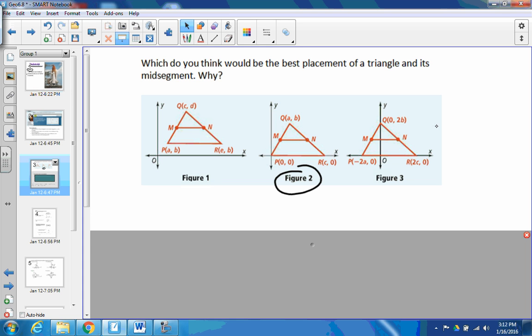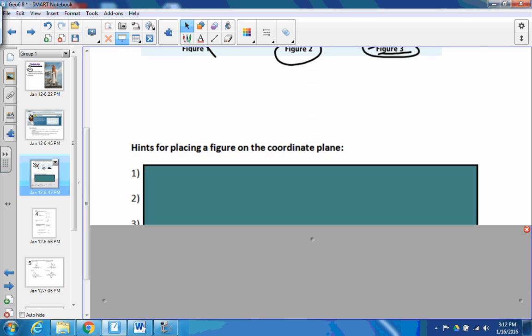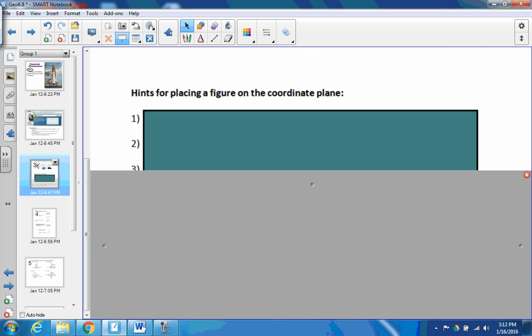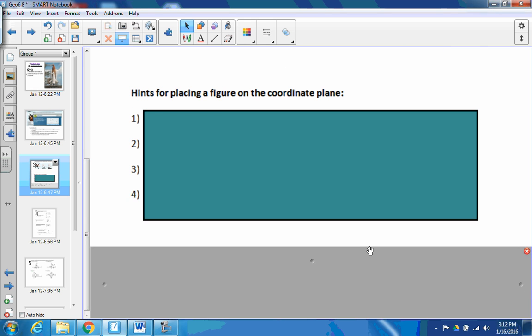Now, figure 3 is alright too. They each have a zero in there. That's why I'm thinking figure 3 is decent. Figure 1 is not the best. It has all different points. Though it's doable, it's definitely doable, it's just going to make more work for yourself. So I'd pick either figure 2 or 3. But we're going to talk about why. We're going to talk about different things for coordinate geometry.